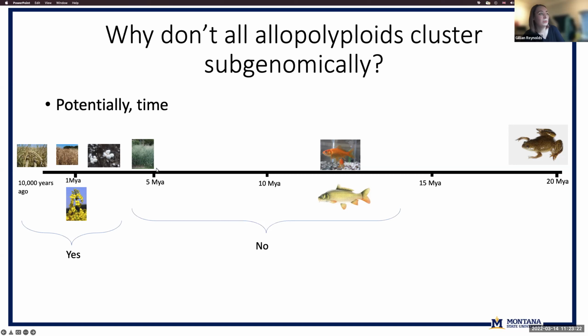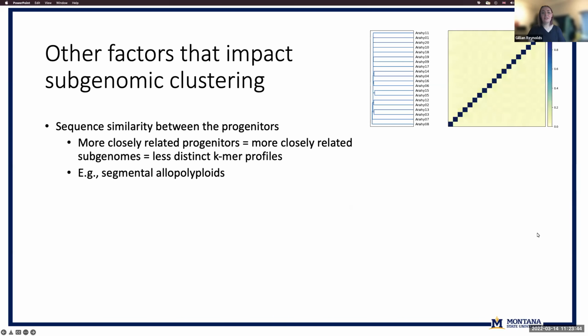And then when I put in which one's subgenomically clustered, you can start to infer that maybe it's a time thing. Because the ones who hybridized not long ago, they are subgenomically clustering. We have the ones who hybridized much earlier saying, no, we don't subgenomically cluster, although the African clawed toad, there's always one in biology, it does occasionally. And so potentially time. But there are other factors such as sequence similarity between the progenitors. So more closely related progenitors means more closely related subgenomes, which gives less distinct profiles.